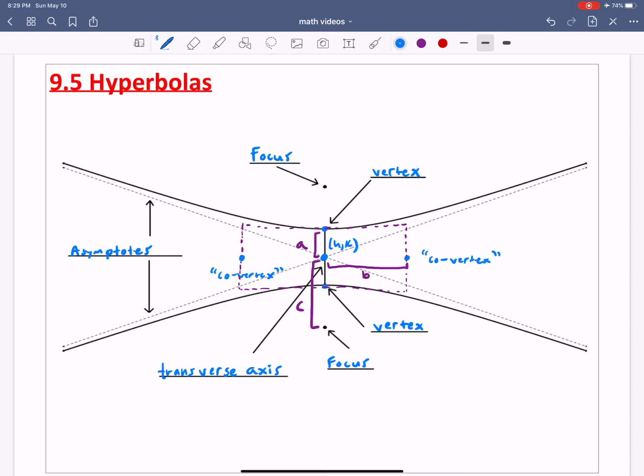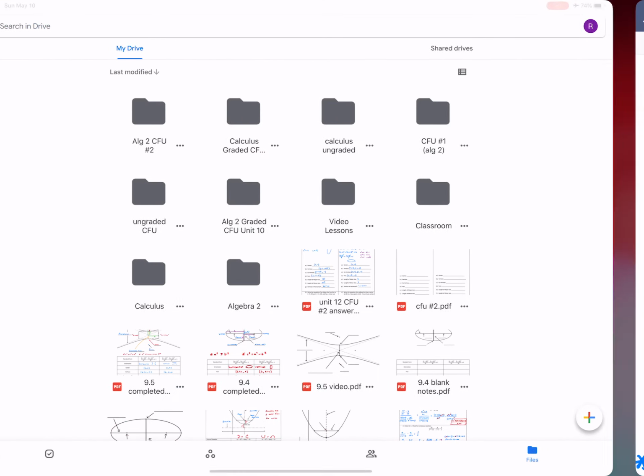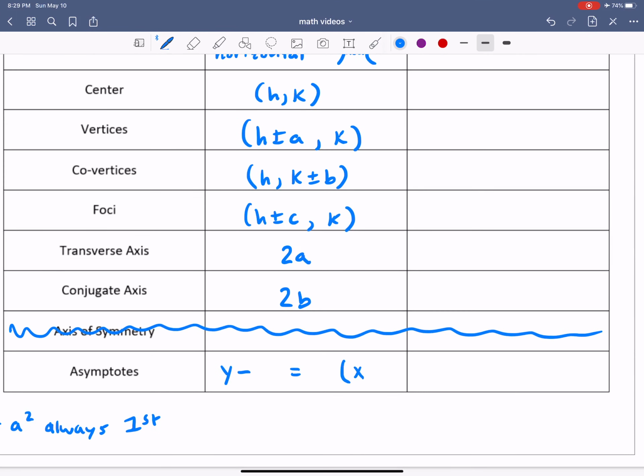All right, so here's what I know. Let's go back and let's build this. We know that we're going to have y minus a y value, and that's going to equal a slope times x minus an x value. So it's y minus k equals the slope times x minus h, because we're going to use the center as our shared point. Now all that we're missing here is the slope.